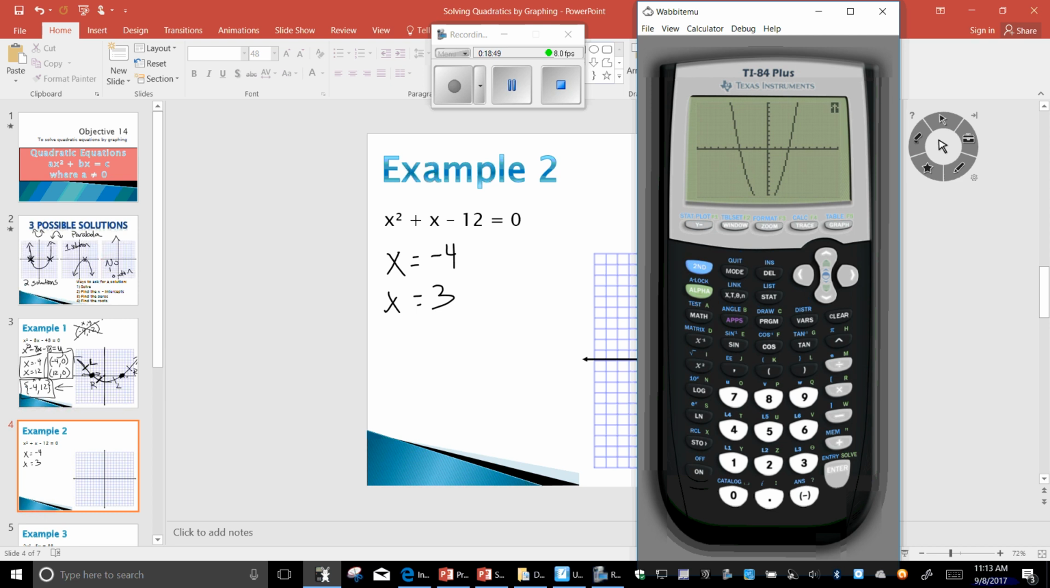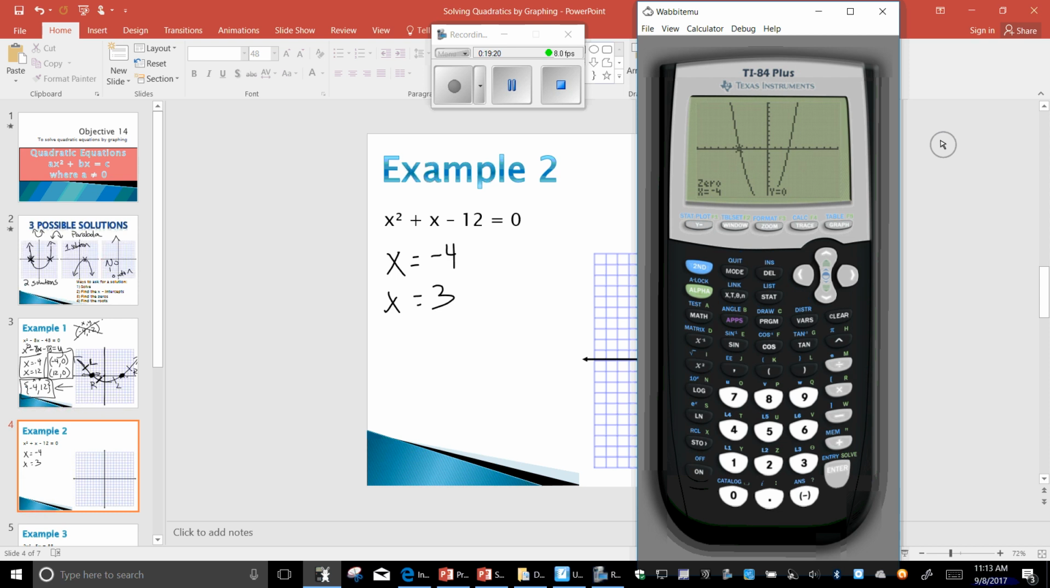So what are we going to hit? We're going to hit second, calc, 0. Left bound, use your left button and take it all the way up the parabola. Left is going to be above it. Click enter. Right, it's going to be down below it. Click enter. And click enter again and tell it to take a guess. So x is -4. And that's what we got just like 2 seconds ago.